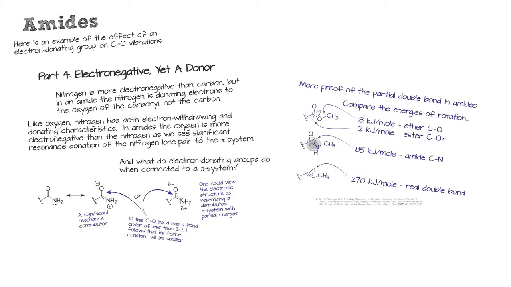So there's proof that we have that electron donation in amides, but not in esters. And of course, if you have a true double bond, it's not going to rotate at all. 270 kilojoules per mole is on the order of magnitude of breaking a carbon-carbon single bond. So you're not really going to be able to rotate that bond at room temperature.